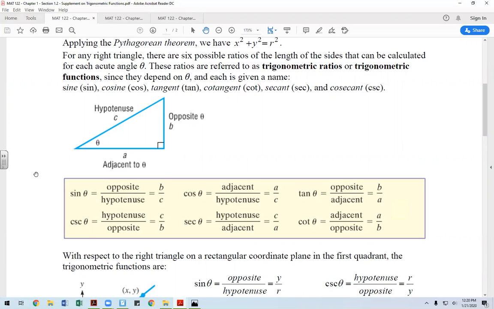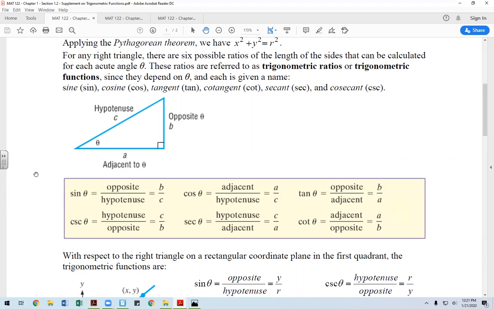For the sine function, its reciprocal is the cosecant. So if sine is opposite over hypotenuse, the cosecant becomes hypotenuse over opposite. Cosine is adjacent over hypotenuse, and its reciprocal is the secant function, so that becomes hypotenuse over adjacent. For tangent, its reciprocal is cotangent, so opposite over adjacent becomes adjacent over opposite.